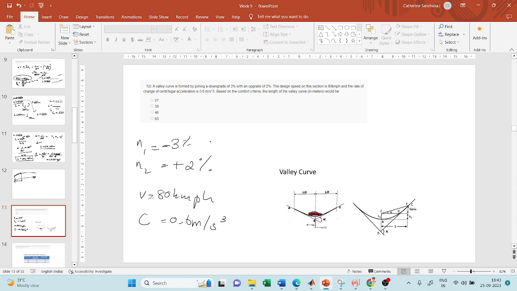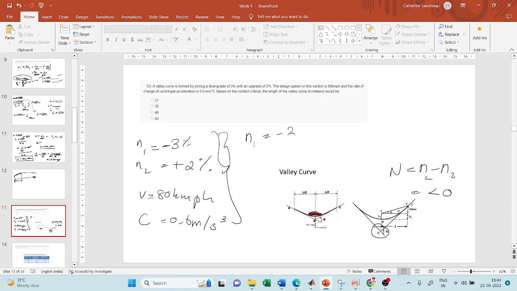So we wrote all this information, but first let us discuss valley curve, and how to find out its length, and then move on to the problem. Okay, so we saw that exactly opposite to the summit curve, the point of intersection will lie below the curve, and also your capital N, which is the algebraic difference between the two grades, has to be less than 0. Let us check for this case.